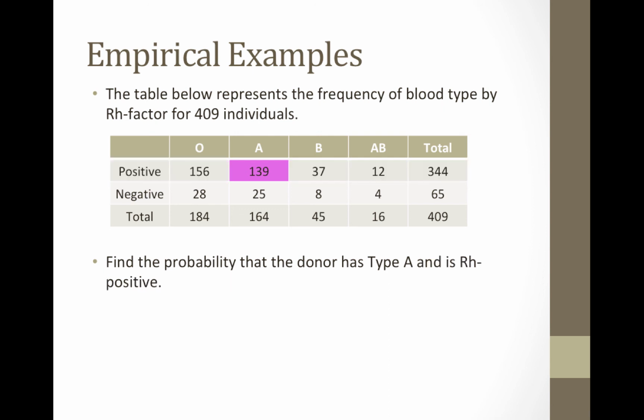All right, find the probability that the donor has type A and is Rh positive. So here the probability of A and positive is simply how many are A and positive. We see that with the pink cell, that's the intersection. That's 139 out of the 409 total. So again, when it comes to the table, I can't stress enough, the AND probability is very simple. We just are really looking at one cell divided by everybody.